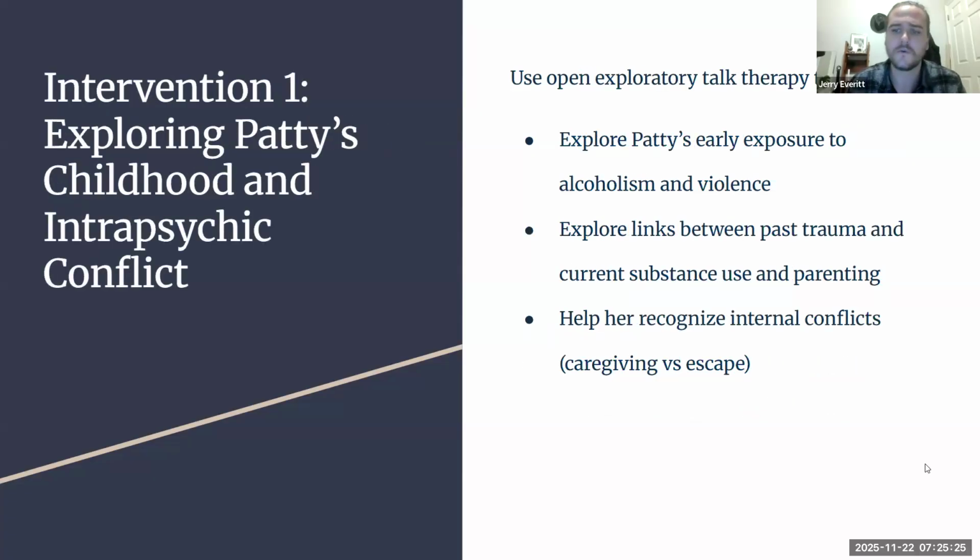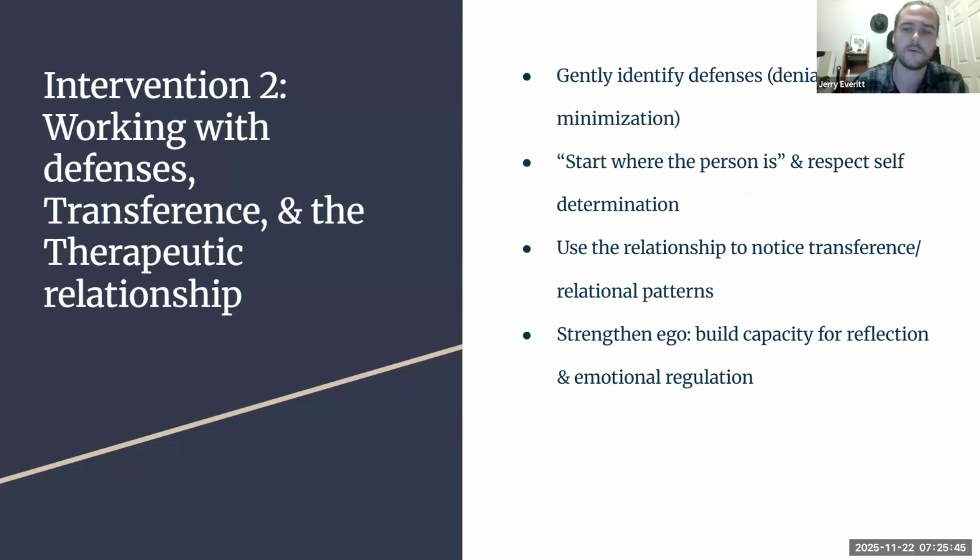With Patty, a social worker could use psychodynamically informed talk therapy to explore how growing up with an abusive alcoholic father and marrying young to get away shaped her inner world. The social worker could invite her to link those experiences to her current cocaine and alcohol use and see how it affects Eddie and Ruth. The goal is to help her understand her own intrapsychic conflict, wanting to be a good mother but also coping through substances and avoidance. The goal is not to tell her just to stop using.